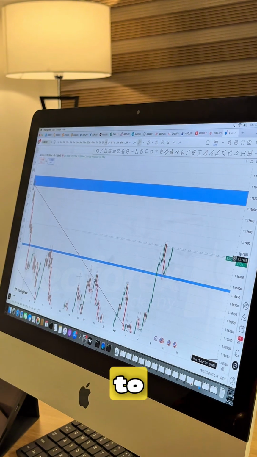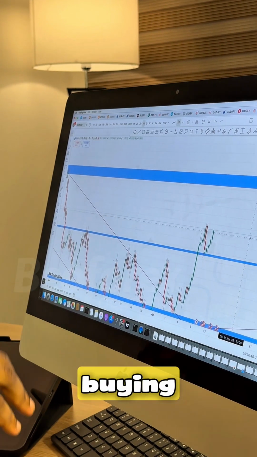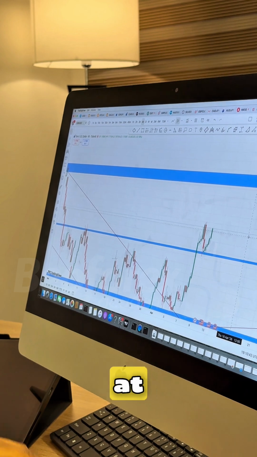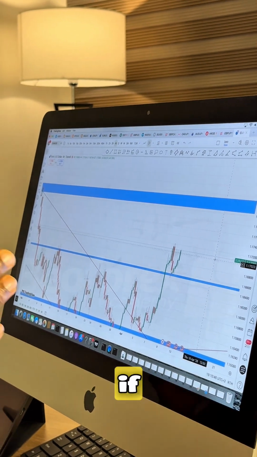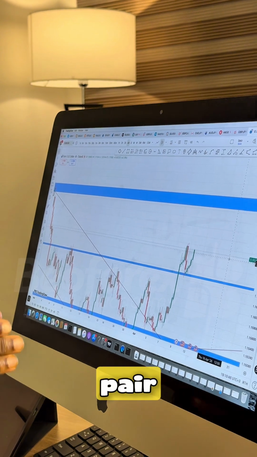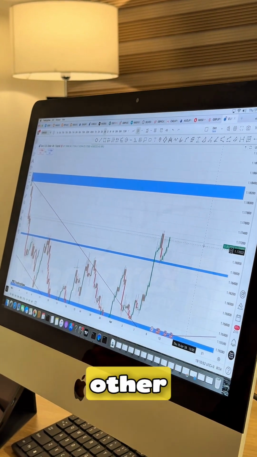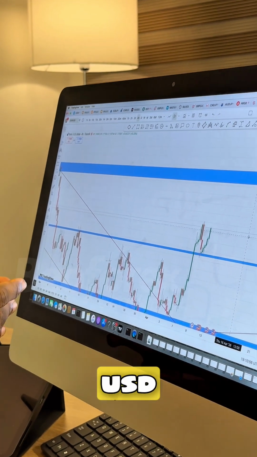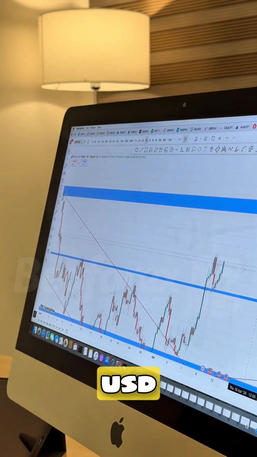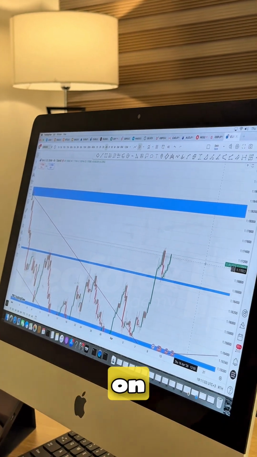Now, the point I'm trying to make is this: you have no business buying Euro USD and USD CHF at the same time. Why? Because they are inversely correlated. Now, if you want to buy a pair that has USD in the base, then you are going to be selling every other pair that has USD in the quote. For example, you buy USD CHF, you sell Euro USD. You buy USD JPY, you sell GBP USD, and so on and so forth.